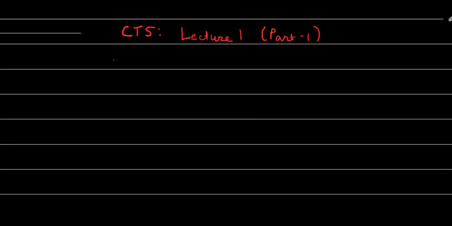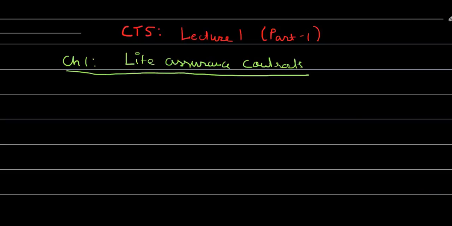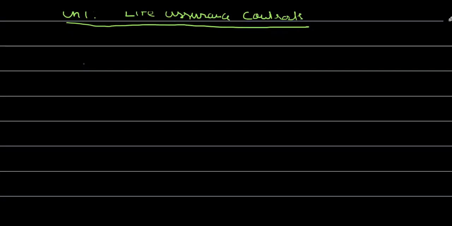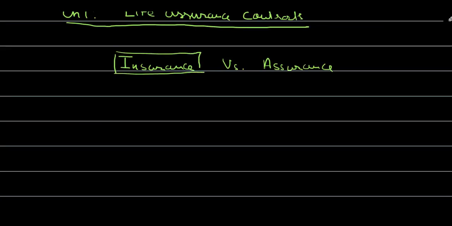So here I am going to start by introducing chapter number 1, life assurance contracts. So this is chapter number 1. So first of all, what do we mean by a life assurance contract? The first thing we have to discuss here is what is the difference between insurance and assurance. This is a very basic thing. Most people fail to understand that there is a difference between insurance and assurance.